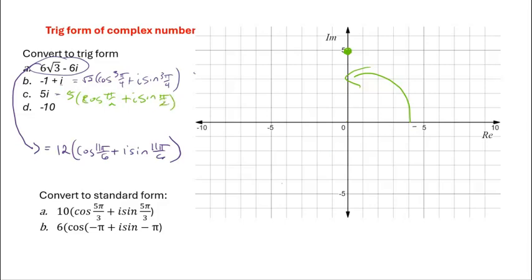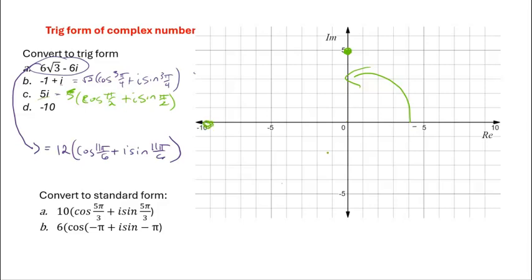What do you think about that? You've learned that 5i is equivalent to this thing. 5 times the cosine of pi over 2 plus i sine pi over 2. Easy to check. Cosine of pi over 2 is 0. So that would go away. Sine of pi over 2 is 1. 5 times i times 1 is 5i.